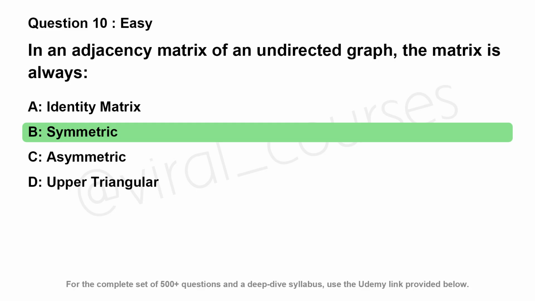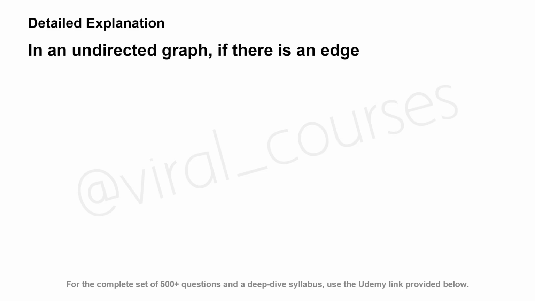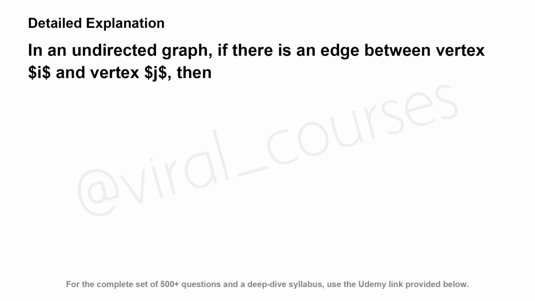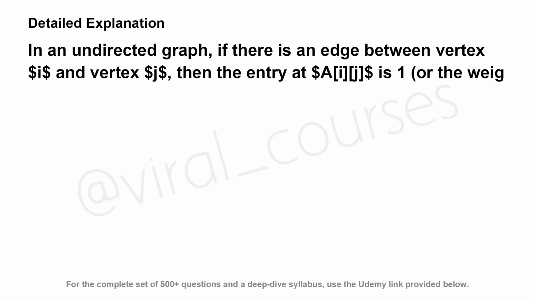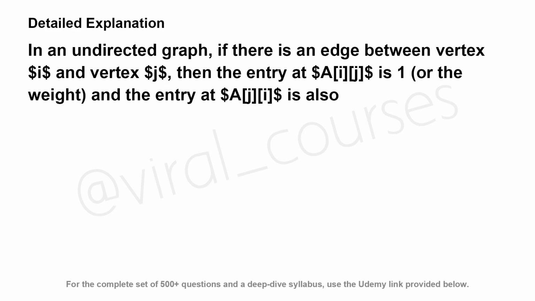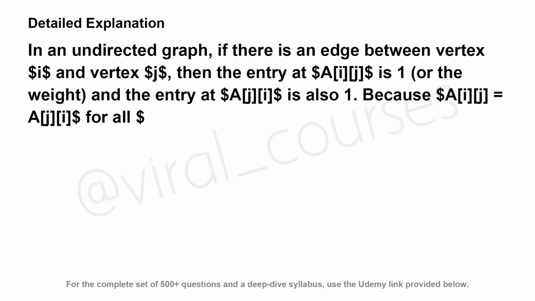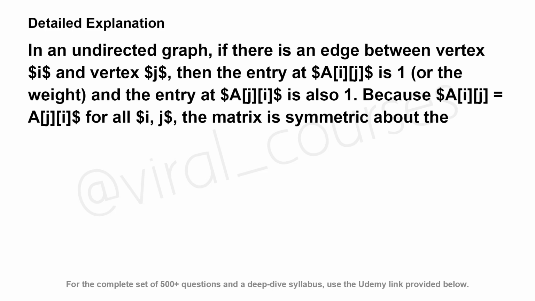The correct answer is B. In an undirected graph, if there is an edge between vertex $i$ and vertex $j$, then the entry at $A[i][j]$ is 1, or the weight, and the entry at $A[j][i]$ is also 1, because $A[i][j] = A[j][i]$ for all $i, j$. The matrix is symmetric about the main diagonal.